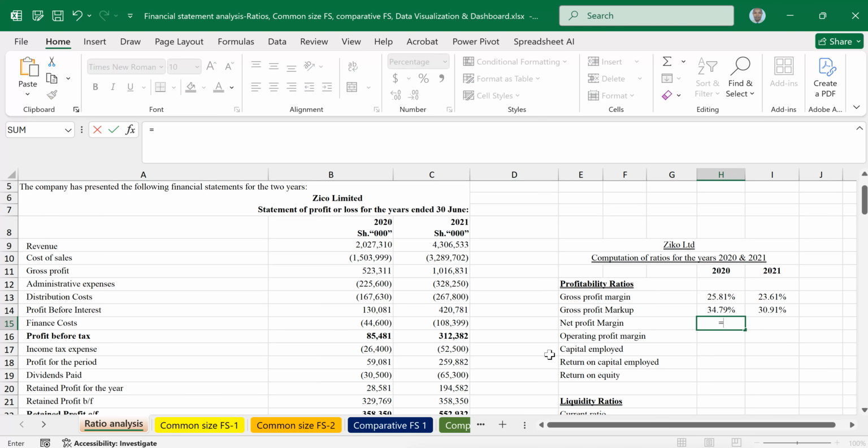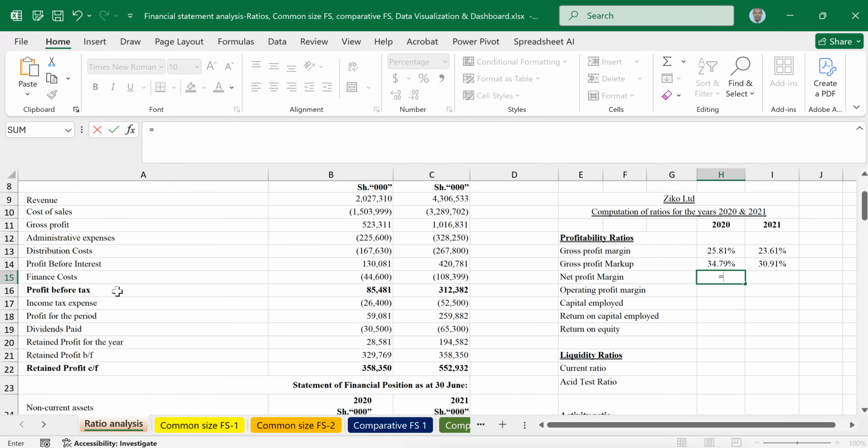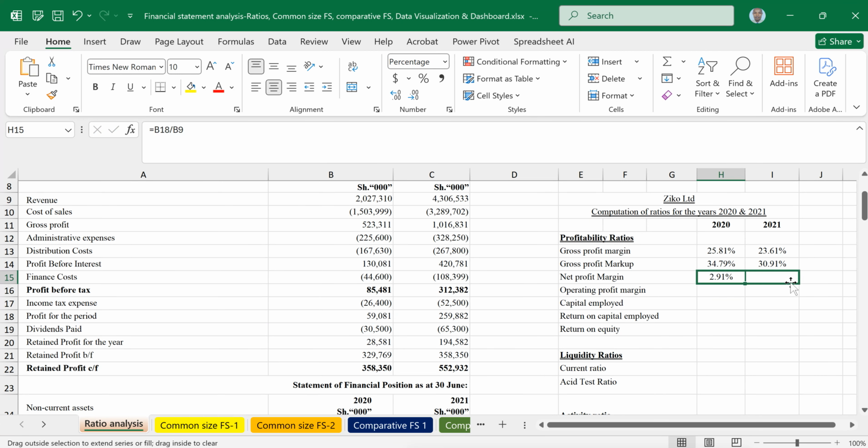Now net profit margin will be, move down and click on net profit for the year. That is profit for the year, which is here, 59,081. Divide that with the revenue, enter, and simply drag across, and that will give you the net profit margin.